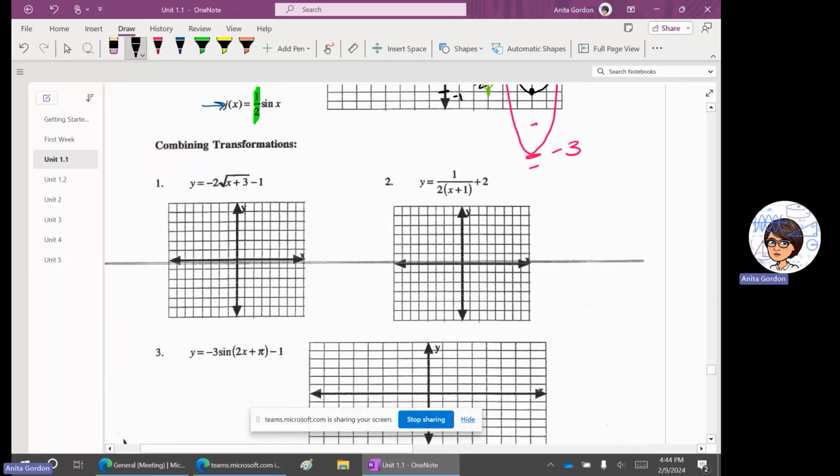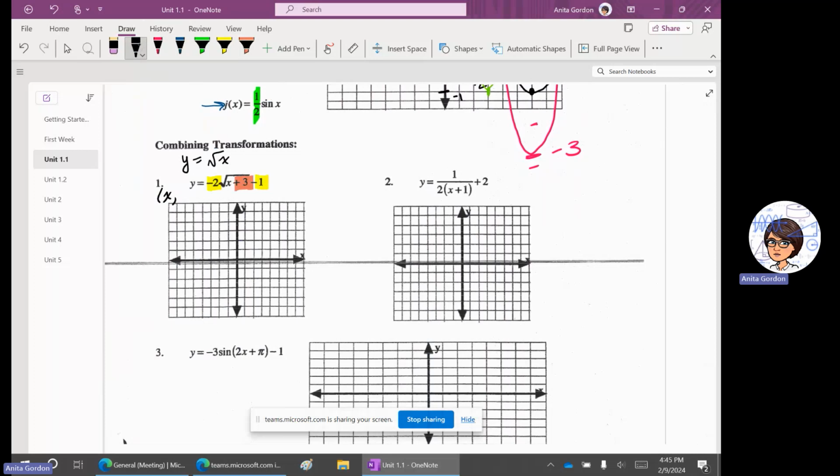The base function here for question 1 is y equals root x. So what have I done? I've done a whole bunch of things. There's a -2. Negative means I flipped it upside down. 2 on the outside means I have a stretch by 2. So I've made it taller by 2. Then I have a +3 on the inside of the root. Remember, with x's, we flip the sign. So that means I'm going left 3. And I have a -1 on the outside. I'm going down 1. So that's lots of information there.